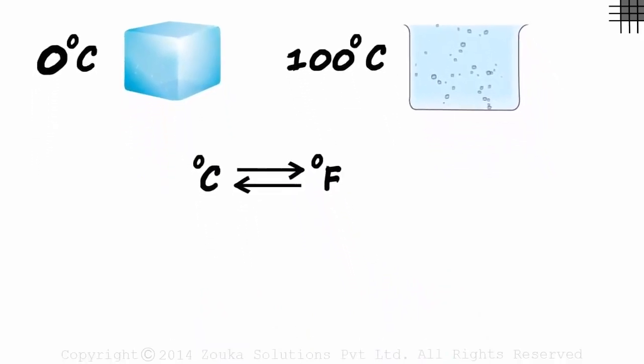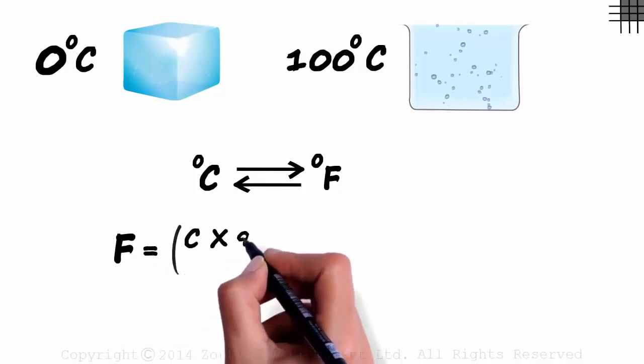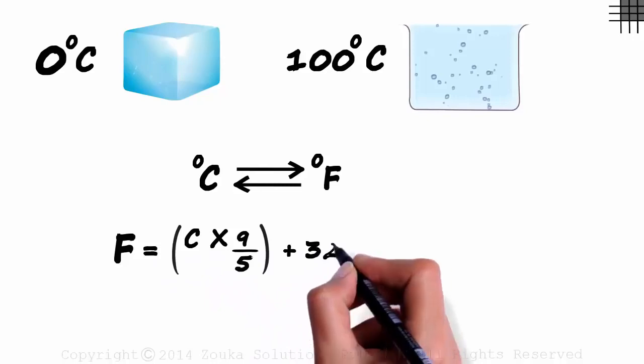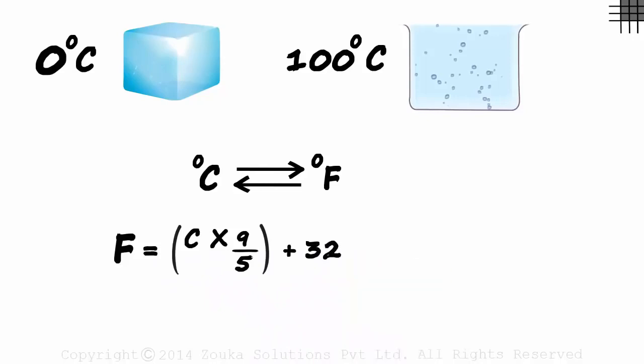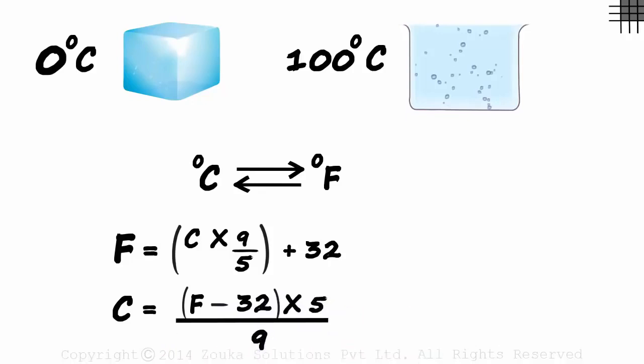This is the formula to convert Celsius to Fahrenheit. We multiply the temperature in Celsius with 9/5 and add 32 to it. And modifying this formula, we get the conversion from Fahrenheit to Celsius: subtract 32 from the temperature in Fahrenheit, multiply it with 5 and divide the entire thing by 9.